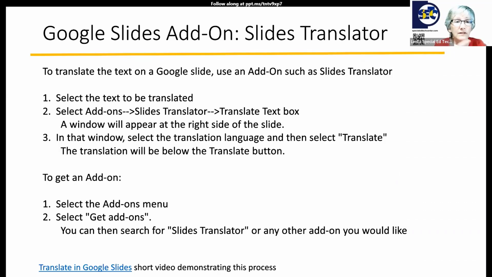You would just select the text on the screen, and then select add-ons and then Slides Translator, and then translate the text. And that will allow you to choose the language. I actually have a slide. The next slide has a screenshot of it.